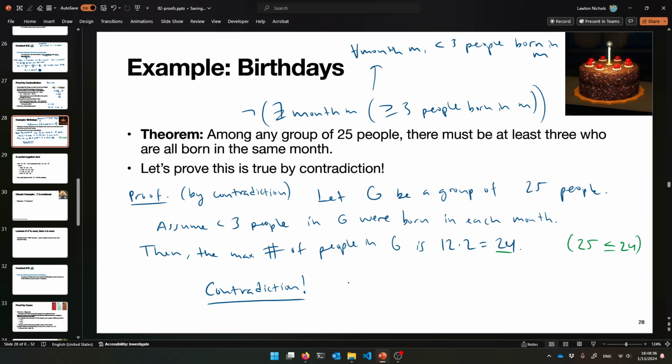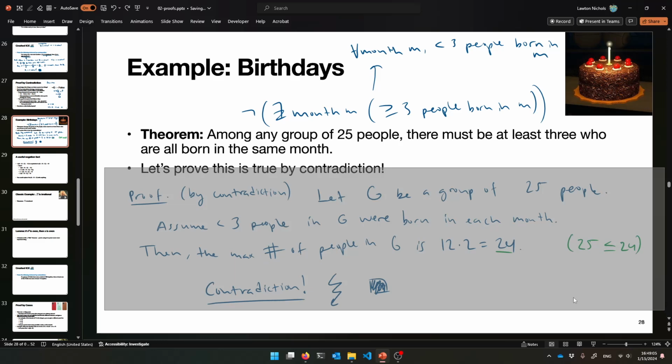Alternatively, there's a cool symbol in typesetting, a lightning bolt symbol. Some people write a little lightning bolt with an arrow at the end to mean contradiction. And the second you've derived false, you've proven the theorem. You're done. Proved. QED. You've just shown that this assumption that it's not true was incorrect. It must have been true. It must be that in any group of 25 people, there must be at least 3 who are all born in the same month. And you went about proving that in a really weird, roundabout, backwards way.